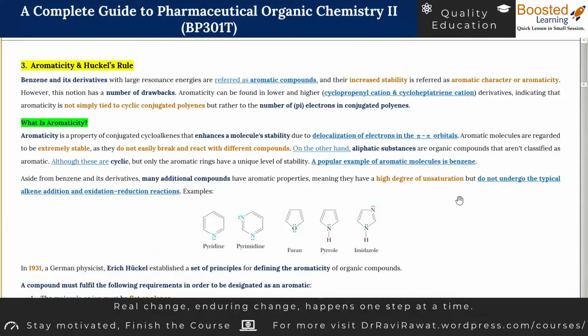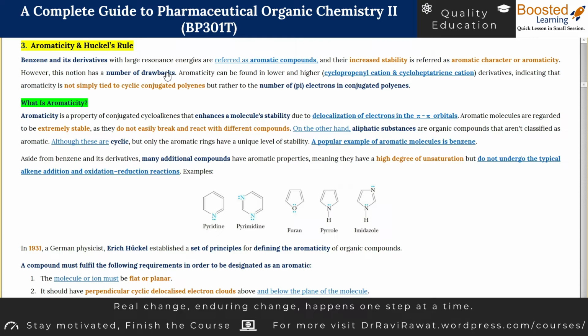Previously, we have covered different models that were given for the benzene structure, and this way we have covered everything related to the structure of benzene.